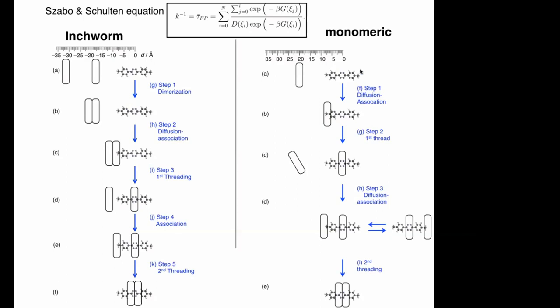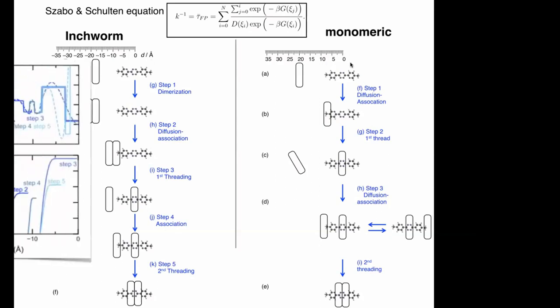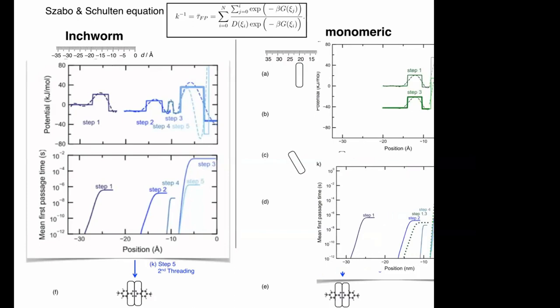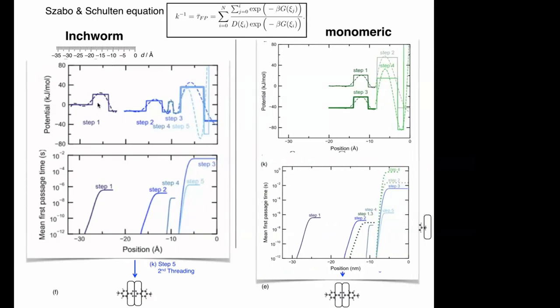One was this inchworm movement, and the other one is this monomeric movement. And now we can create these energy landscapes and project our reaction coordinate to position space, exactly where we are with respect to the thread, and come up with mean first passage times of each one of these steps. We observe that for the inchworm movement, the slowest time is of the order of 10 to the power minus 2 seconds, as opposed to the single monomer. If that were the mechanism, it would be of the order of seconds.